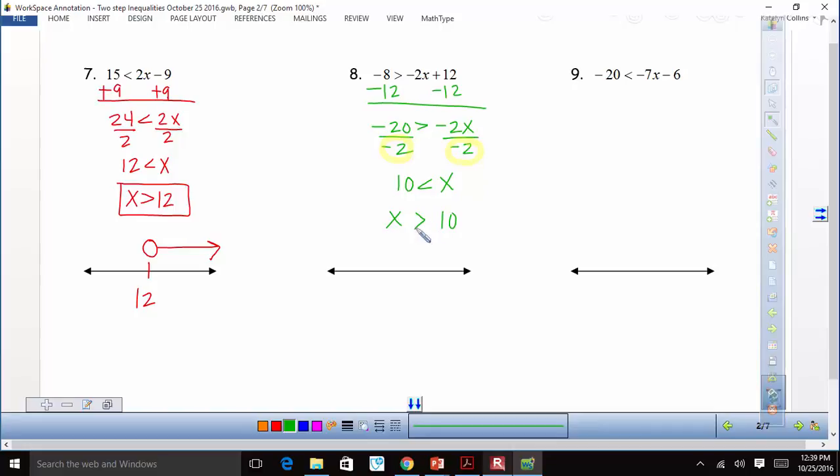Okay, so see how we're pointing to 10 right here? So we're going to come down, put our tick mark, write 10. Would we have an open or closed dot? Open. And which way is it going? To the right.